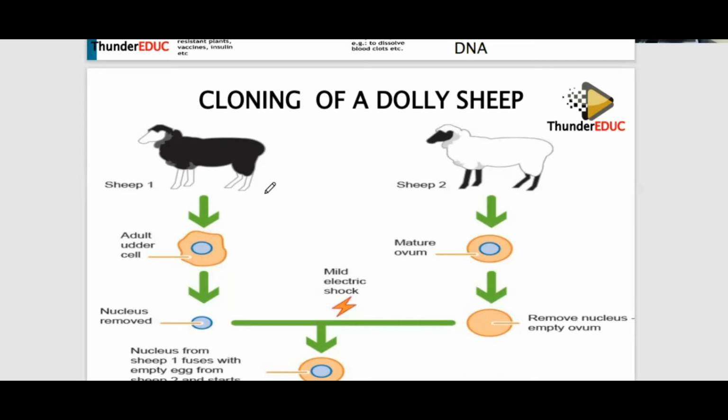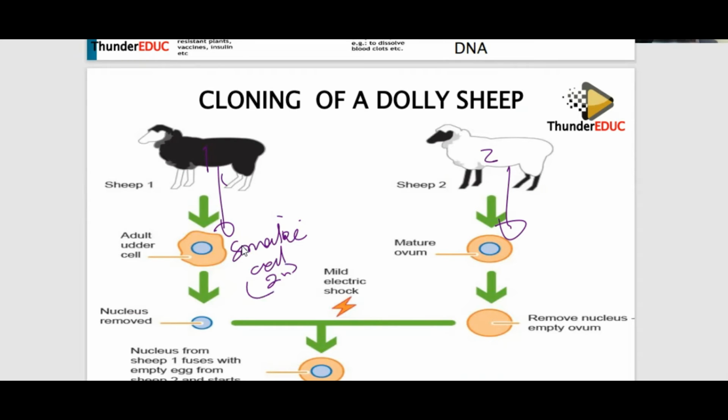Anyway, let's start. You have sheep 1 and sheep 2. You get a cell from an adult sheep 1, and then you also get another cell from sheep 2. But which kind of cell do you get from sheep 1? Somatic. This must be a somatic cell, meaning that it's 2n.